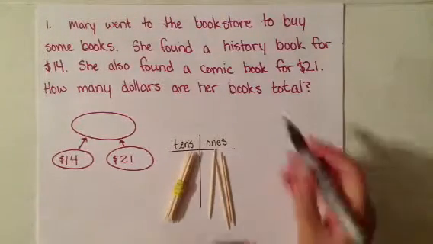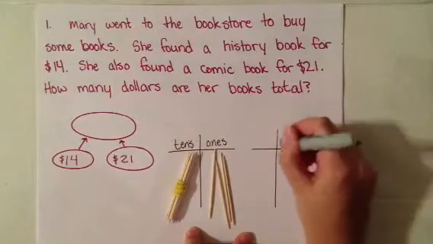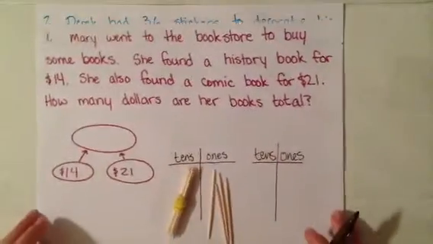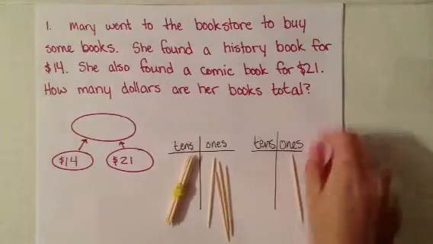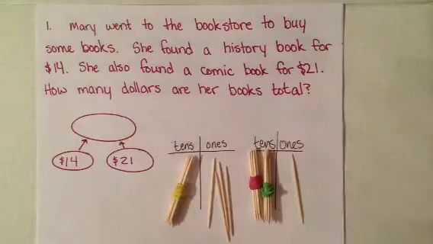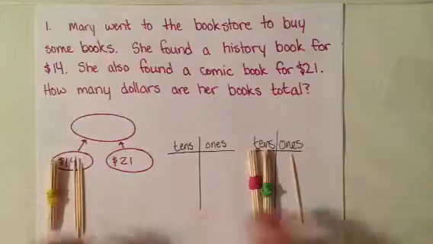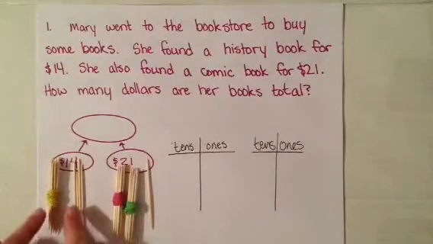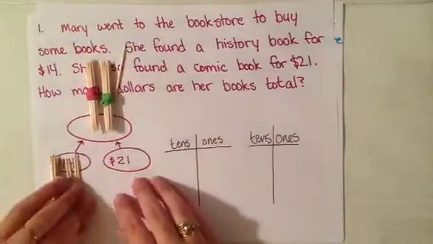Let's look at our second number. Ones, tens. We have 1 one, and we have 2 tens. If we move these over, we can kind of see them in our problem structure. We have 14 and 21, and we're going to combine them to see how many we have total.